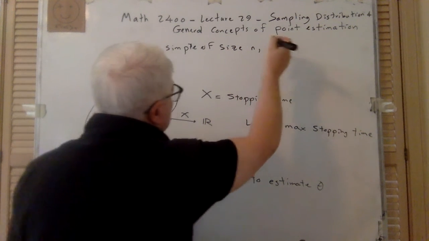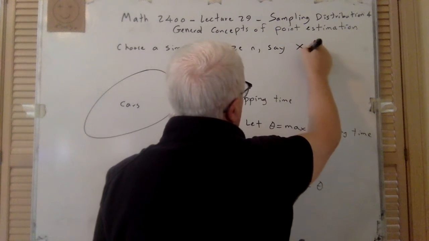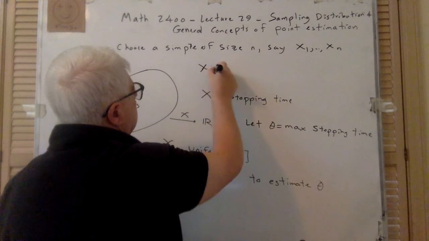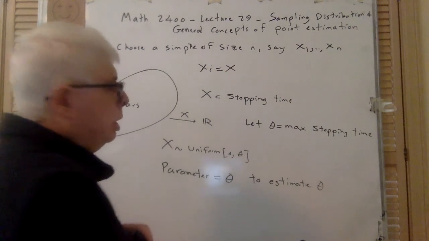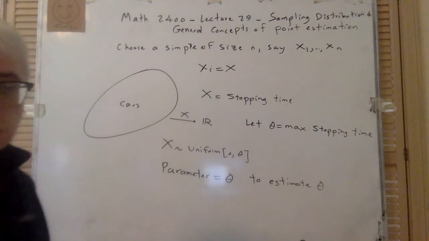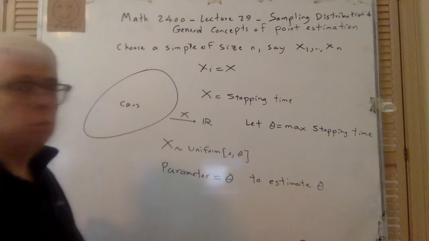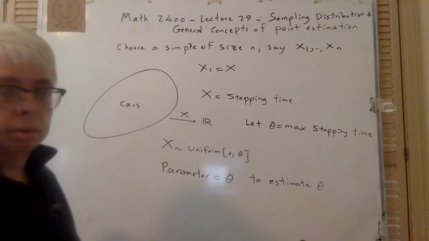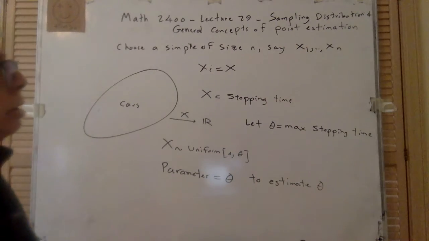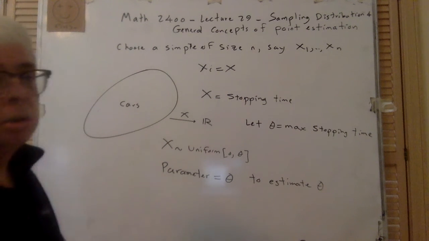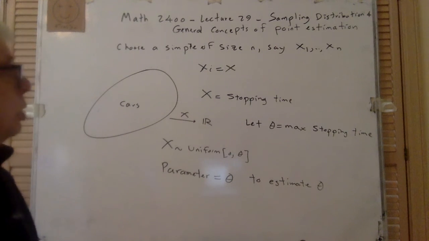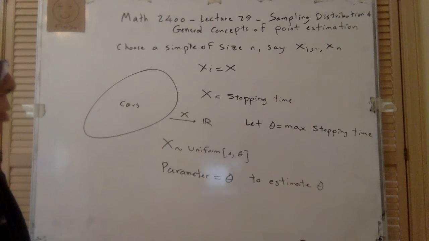Say x1 up to xn. And we know that each xi is in fact like x, right? Each xi is a copy of x. Remember the sampling? The principle was that the sample is IID, independent and identically distributed, and the distribution is the same as the distribution of that x that we are studying. So each xi is in fact uniform 0 to theta.